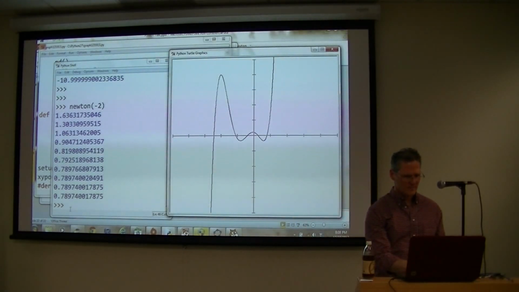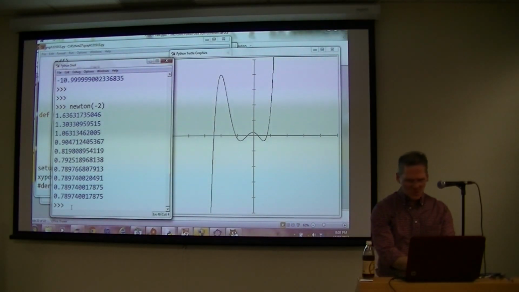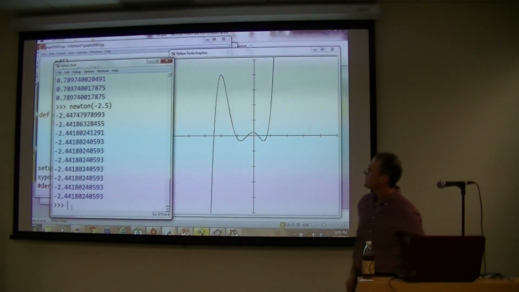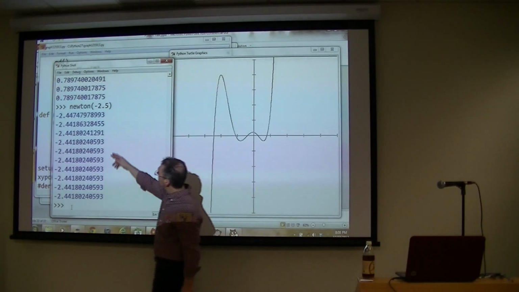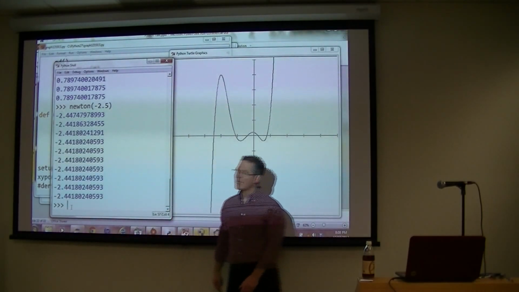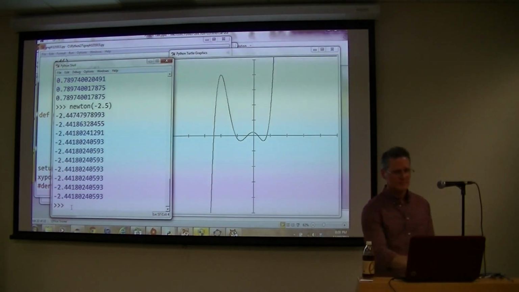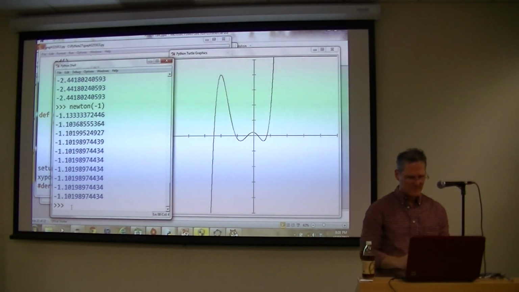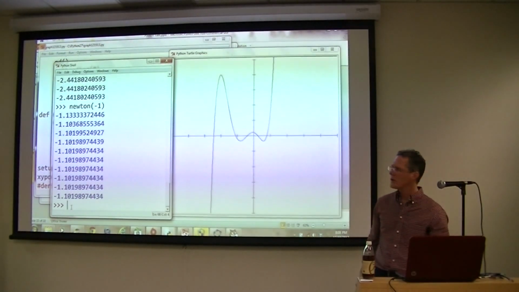Let's see. -2.5 maybe? Alt P. There we go. So that root is around -2.44. And I mean it got here in five guesses. And then you can find the other ones using better guesses. -1. It's -1.1.